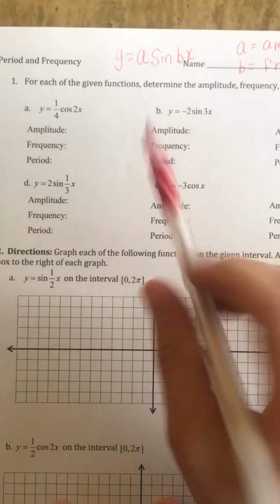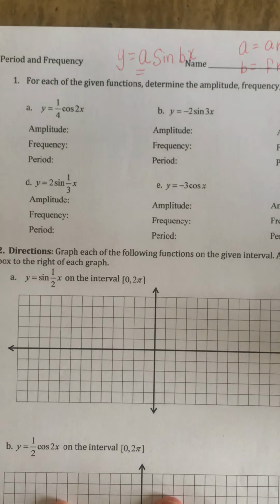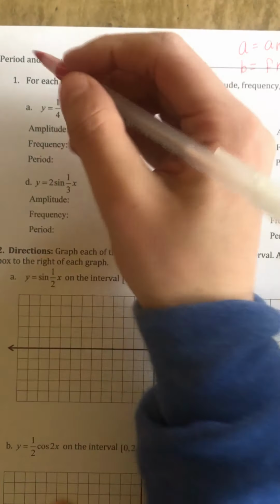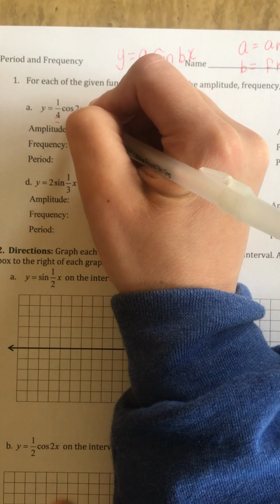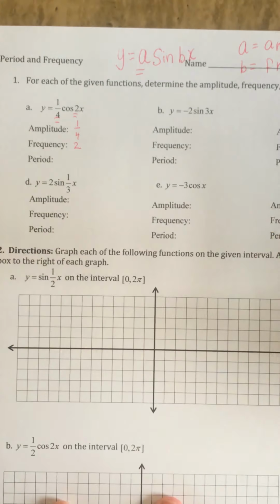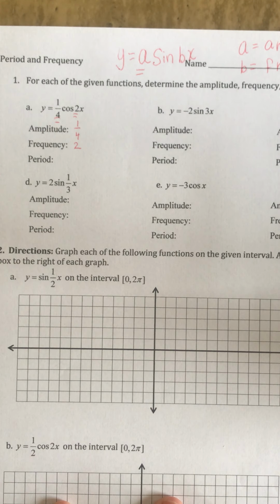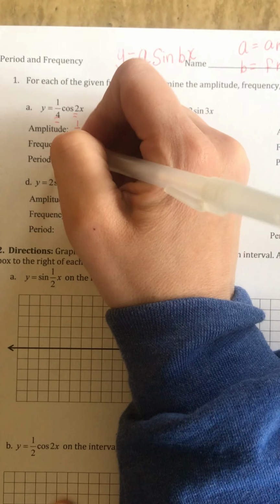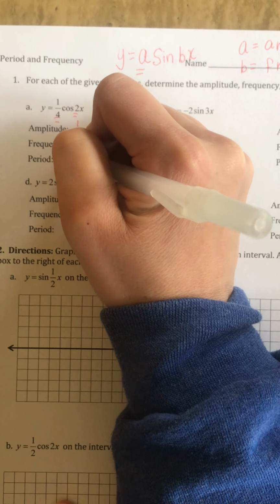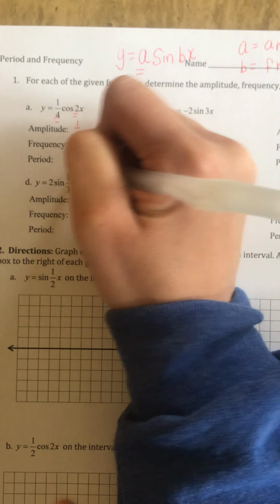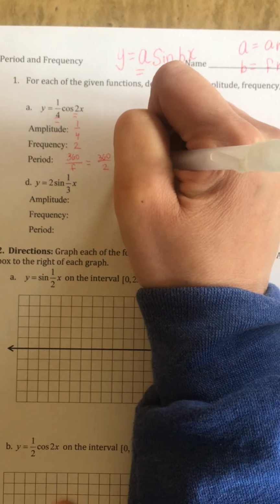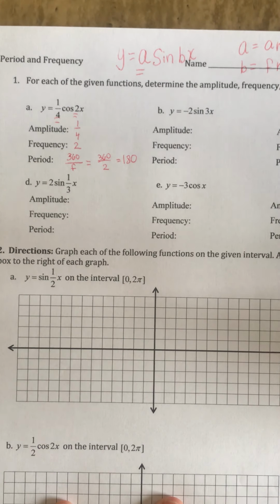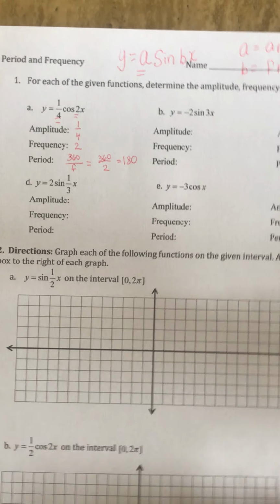Okay, so whenever you see this, your a, that's your amplitude, that's sitting out in front. So if you take a look here, the amplitude is 1/4, your frequency is 2. That means you're going to see 2 cycles from 0 to 360. The period is 360 divided by your frequency, which is 360 divided by 2, which is equal to 180 degrees.